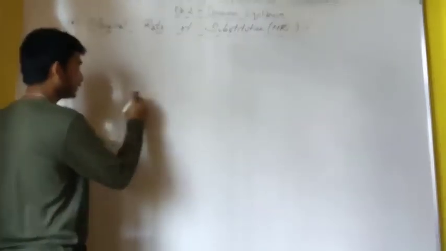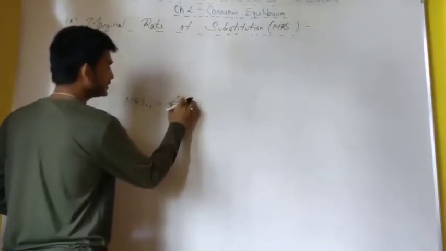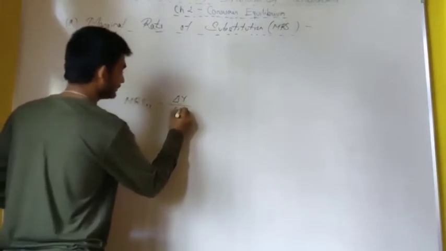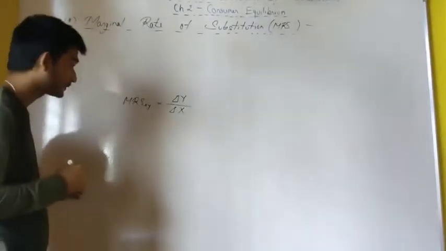So here we have defined our MRS XY, where we want to consume one more extra unit of good X, and for which we want to sacrifice some units of good Y. So it is the amount sacrificed in good Y relative to the amount gained in good X. Change in Y due to change in X.